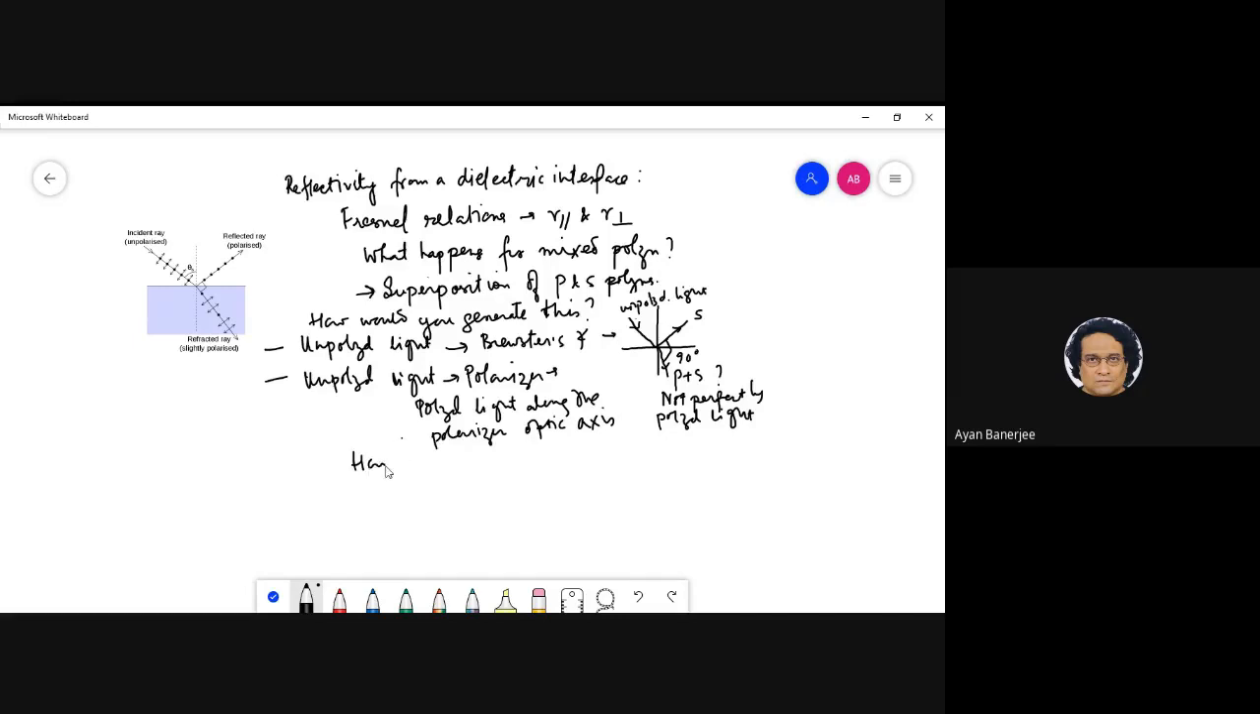However, a polarizer does not rotate the direction of polarization. That is very crucial. Now, what is the most reliable way of getting mixed polarization light, if I give you light of a particular polarization? That is very, very important.